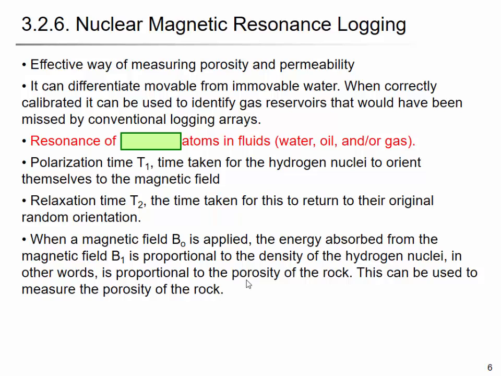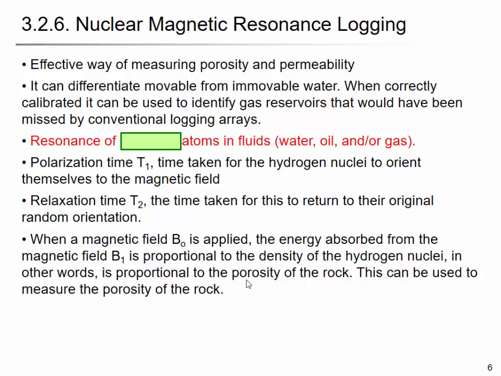Right? So it measures the energy. So the magnetic field is external. When the external magnetic field is applied, V naught, the energy absorbed from the magnetic field V1 is proportional to the density of the hydrogen atom. So if you have more hydrogen atoms, more energy will be absorbed. So you measure the response of that, and also you can look at the polarization time and the relaxation time.